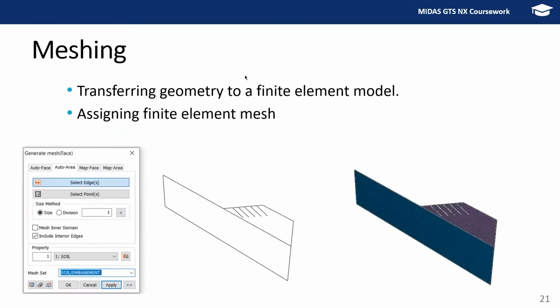So when it comes to meshing, it is nothing but transferring the geometry into a finite element model, and we just need to assign a finite element mesh. That is where all the calculations take place, and the problem is solved in there. So we will cover all of this in the numerical model.